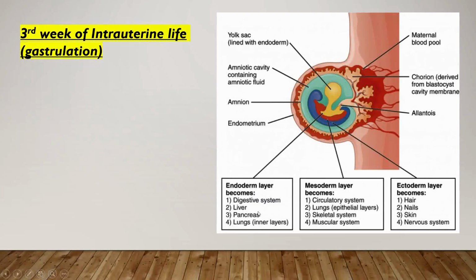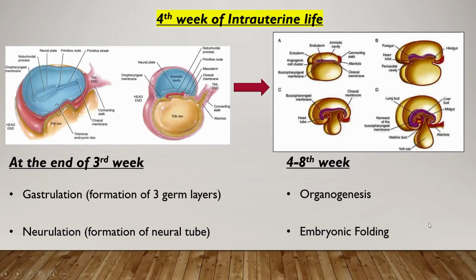Endoderm is going to form the digestive system, liver, pancreas, lungs, the inner layers. Then mesoderm is going to form the circulatory system, the lungs, the epithelial layer, the skeletal system, muscular system, and ectoderm is going to form the hair, nails, skin and the nervous system.